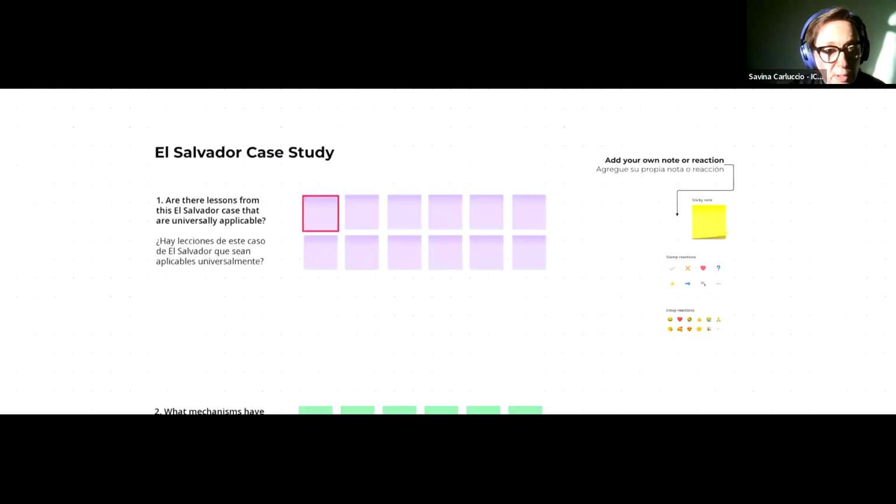So, four questions. Are there lessons from this El Salvador case study that are universally applicable? What mechanisms have proven effective in your context? And how might they apply to this case? And then if you scroll down, please, so I can see the other questions.